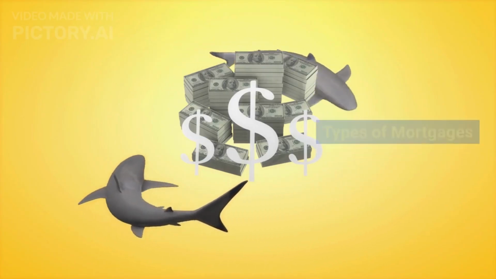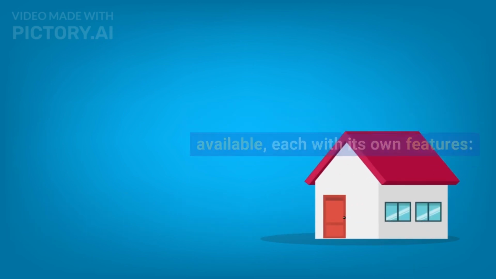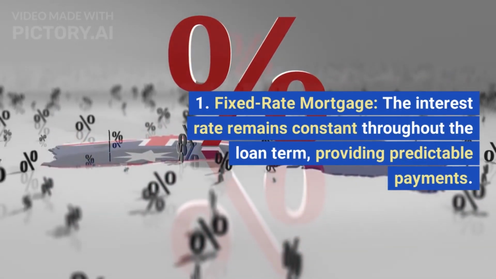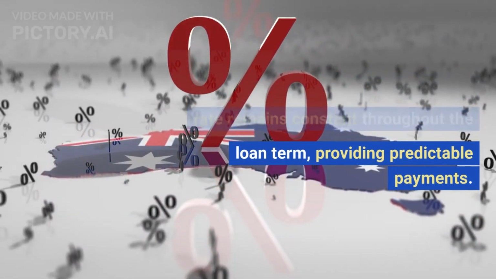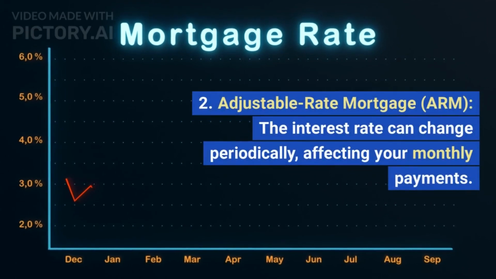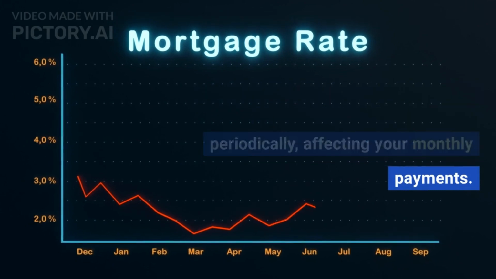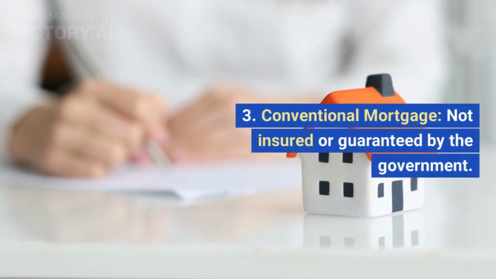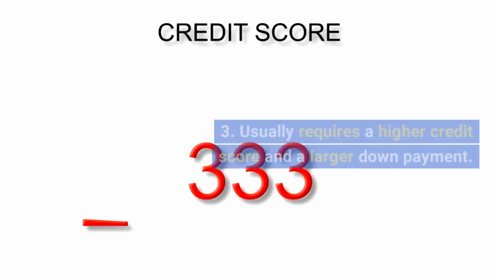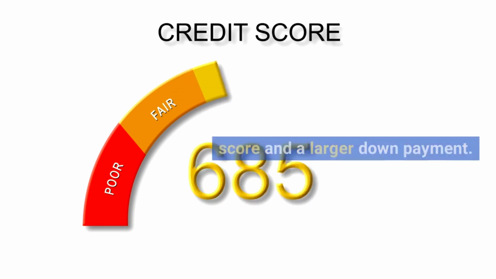Types of mortgages. There are various types of mortgages available, each with its own features. 1. Fixed rate mortgage. The interest rate remains constant throughout the loan term, providing predictable payments. 2. Adjustable rate mortgage, ARM. The interest rate can change periodically, affecting your monthly payments. 3. Conventional mortgage, not insured or guaranteed by the government. Usually requires a higher credit score and a larger down payment.